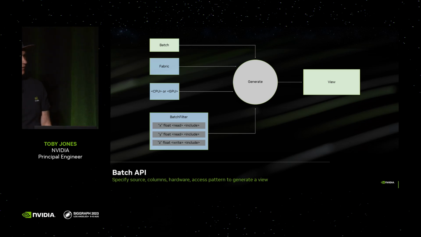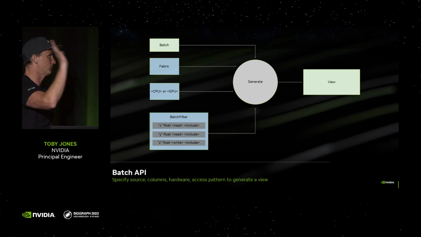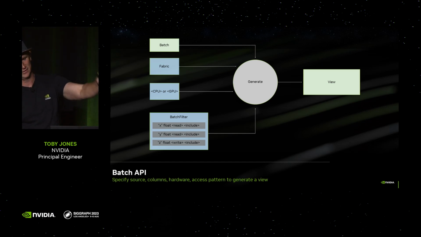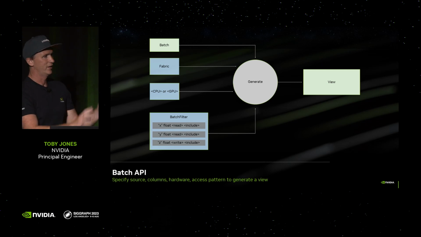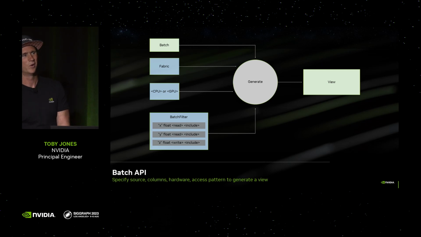I've got some columns. Name this. I want these guys as write. I'm gonna get these guys as read. And you hand it to this generator, and it basically comes back and gives you a view. And why would you do this?